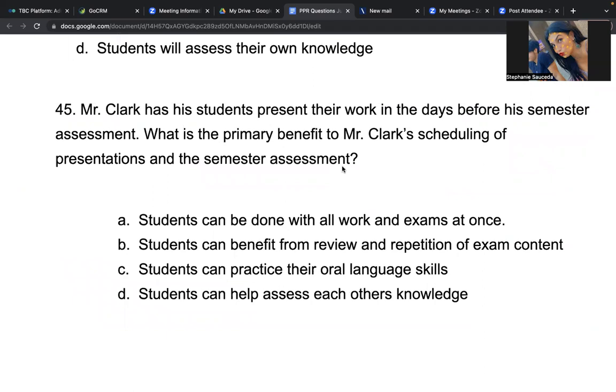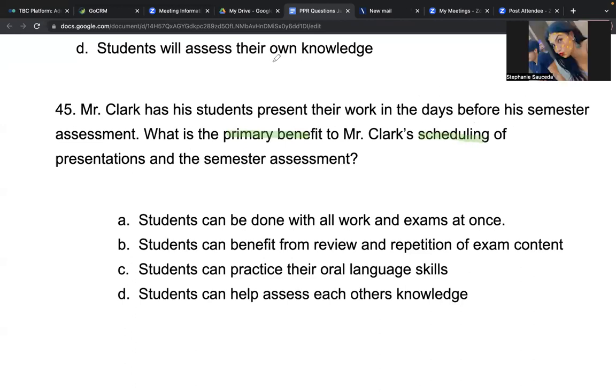Okay, let's have somebody read this. Mr. Clark has his students present their work in the days before the semester assessment. What is the premier benefit for Mr. Clark's scheduling of presentations and the semester assessment? All right, guys, what is it asking us? The students present their work days before the semester. Primary benefit of the scheduling.